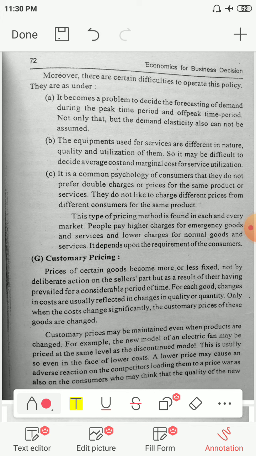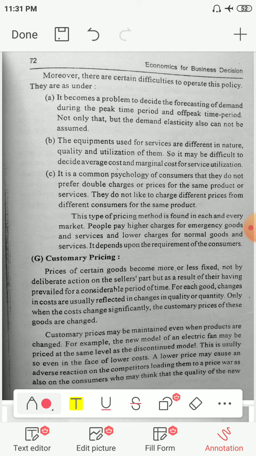This type of pricing method is found in each and every market. People pay higher charges for emergency goods and services and lower charges for normal goods and services. It depends upon the requirement of the consumer. If the consumer needs it in an emergency, that is what is being done nowadays. Remdesivir, oxygen plants and oxygen bottles are sold at high prices. Why? Because the need of the consumer is urgent, and the sellers are seeing this as an opportunity. Though they are crossing the limits of humanity, from the business point of view they are right as businessmen, but they are totally wrong as human beings. Well, that is another example. Let's not focus on it. But for the normal situation, this happens in each and every market.